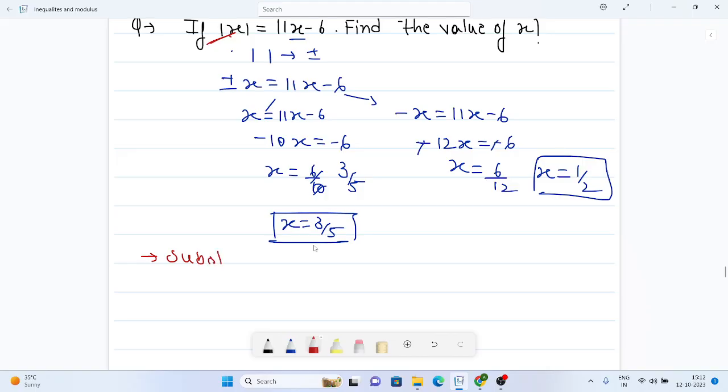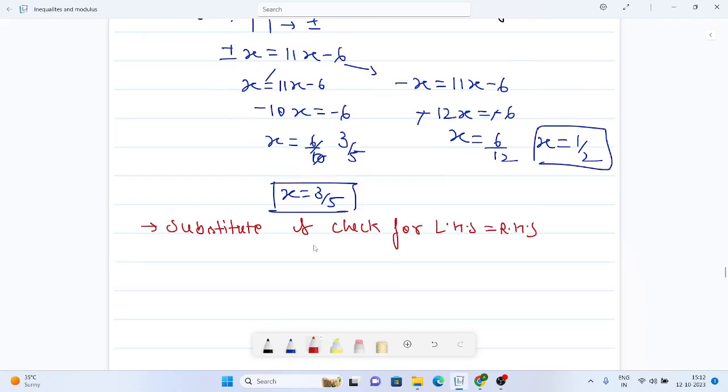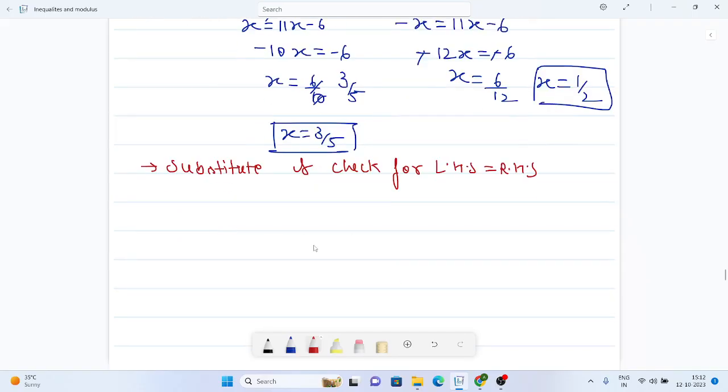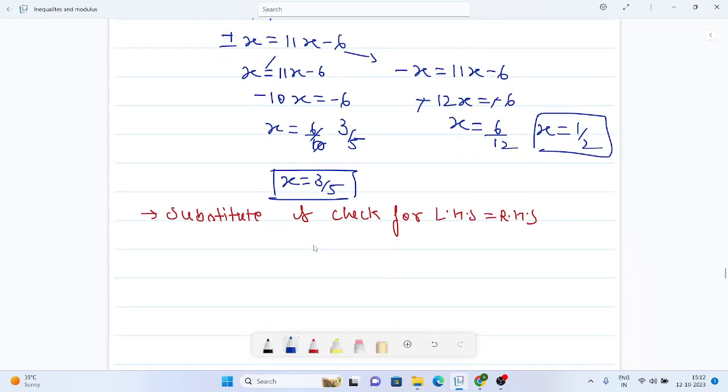If I substitute and check for left hand side equal to right hand side, okay, if I substitute x equal to 3 by 5 here, so I got again in equation.